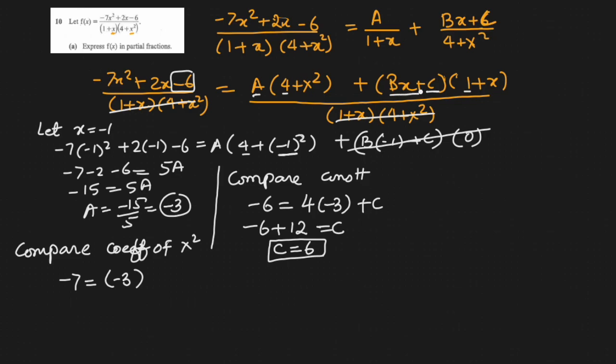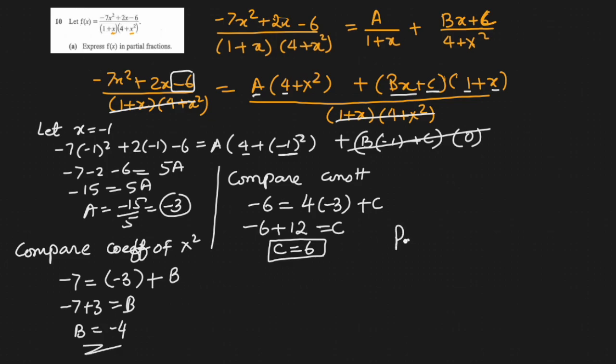Here, bx times x will be bx square, so the coefficient will be just b. So b we already know. Oh sorry, we don't know b. So b is the only one. This minus 3 goes to the other side, becomes minus 7 plus 3 equal to b. So b is equal to minus 4. Got a, b, c all.